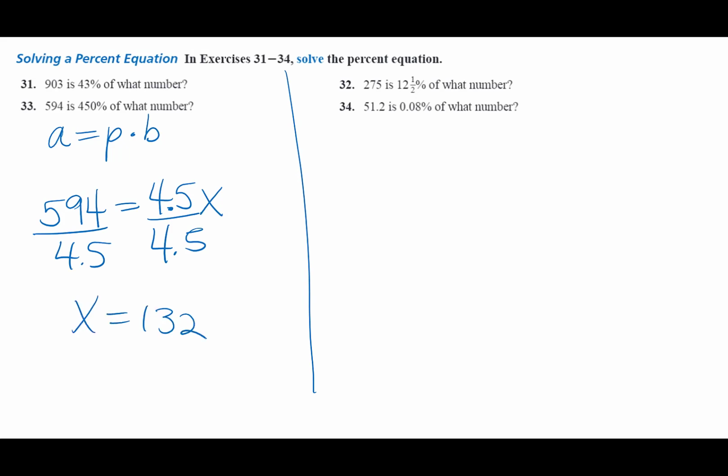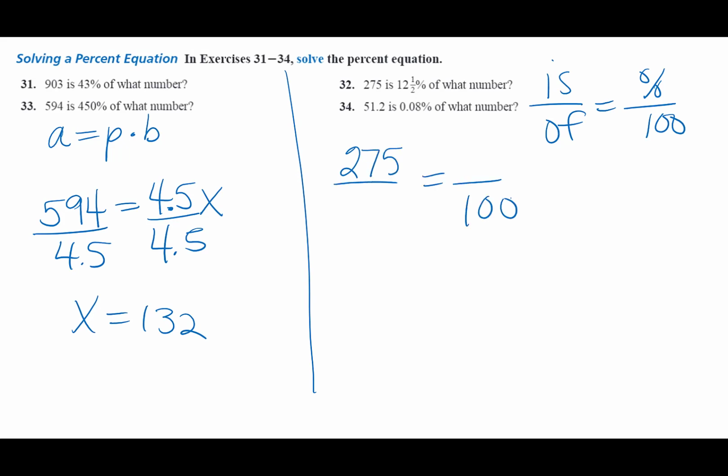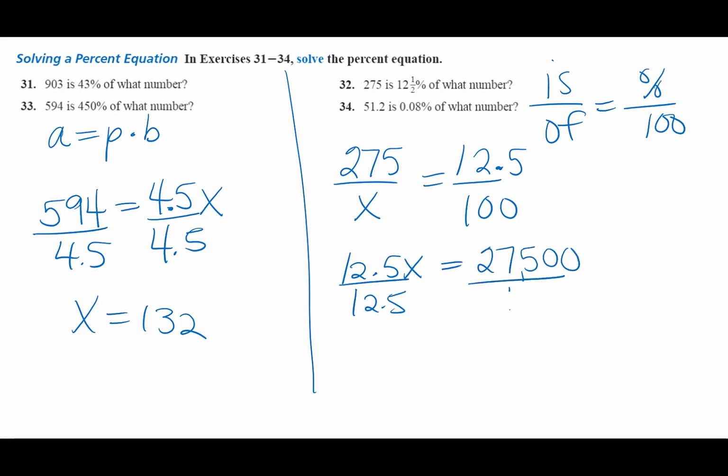Okay, for 32 and 34, I want to use this other method, the is over of equals percent over 100. For number 32, 275 is, so we're going to put that number in the numerator. 100 will always go in the denominator of the second fraction. 12.5%, we're going to go ahead and change that to 12.5. Of what number? So that's where our variable x is going to go. Now we'll cross multiply to get 12.5x equals 27,500. Divide both sides by 12.5, and x equals 2,200.